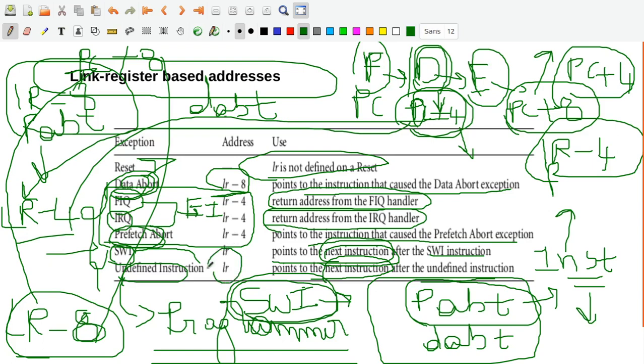That's why for these two instructions you go back to the next instruction, whereas for this one you point back to the same instruction, that is data abort and the prefetch abort. You point back to those instructions because those instructions have caused the memory access violations, either the instruction or the data. Whereas for these two, some normal instructions would be executing, an add instruction could be executing. You can just observe here. See, when I said in the last video that it completes its execution.